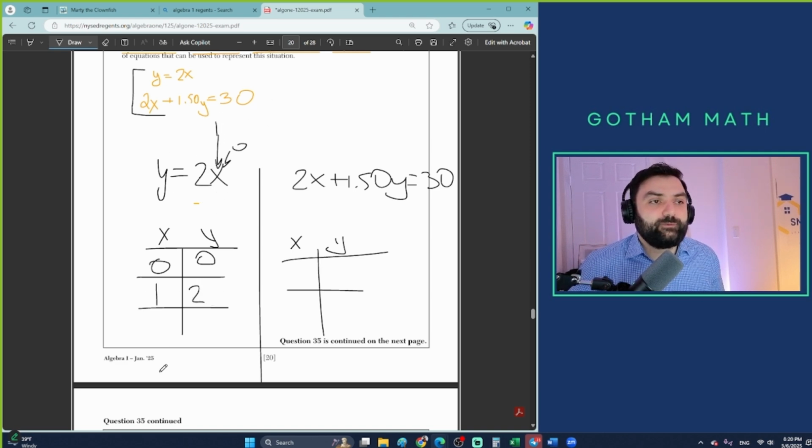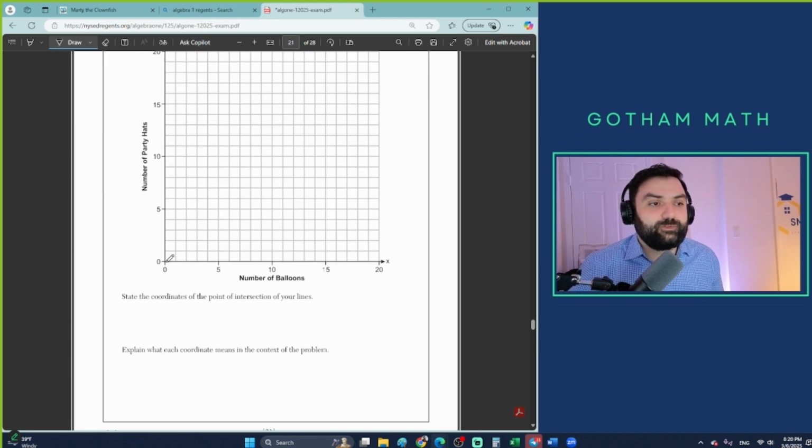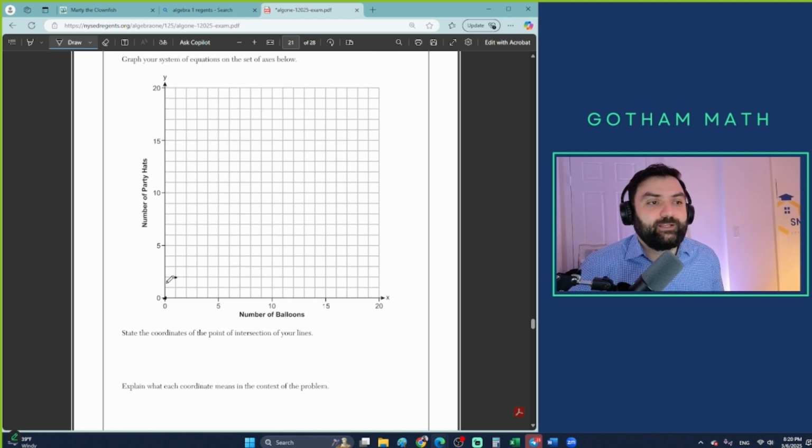Y will be 2. And I can make as many points as I want, but I only need 2. I don't need more. All right, so if you're going to be pretty neat, this is all you need: 0, 0, and 1, 2. 0, 0 is here. 1, 2 is there. And then you just connect it, right?